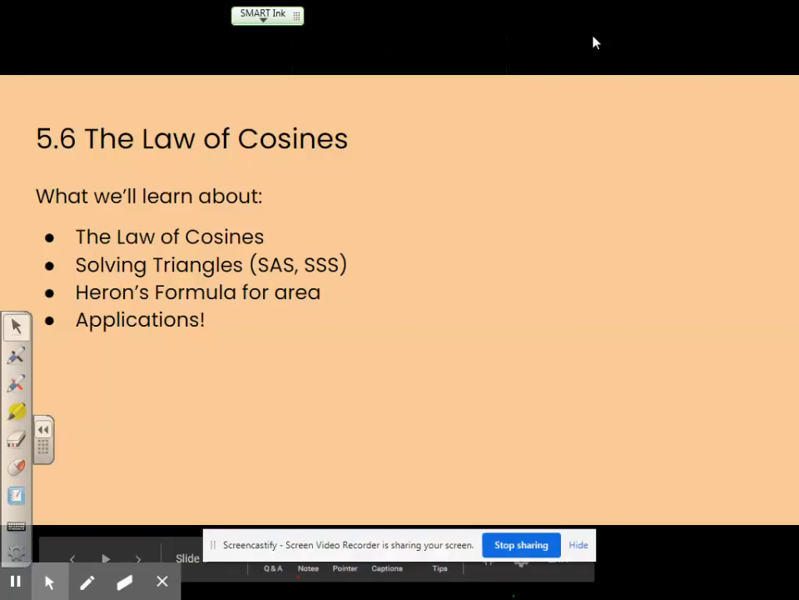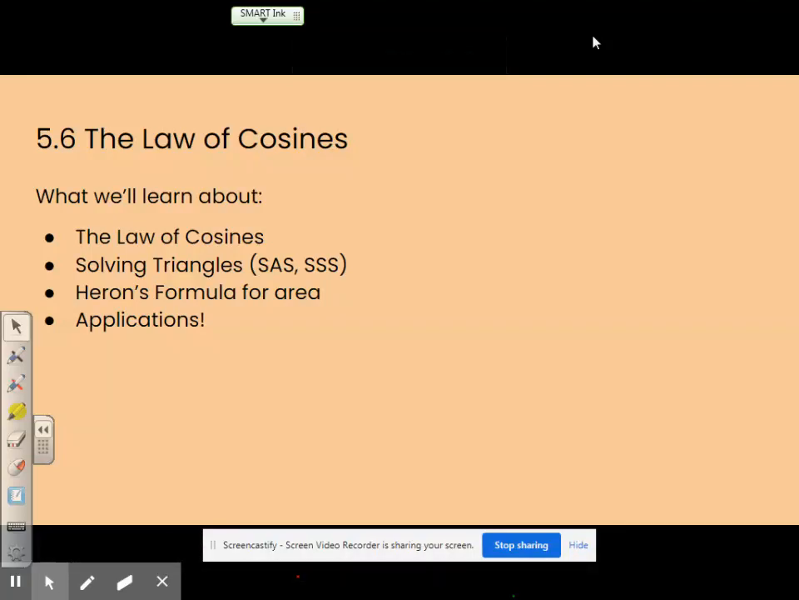All right. Hi, hello, and happy Law of Cosines. Yesterday we were talking about the Law of Sines, so it's only fair that we talk about the law of my favorite trig function, cosine.